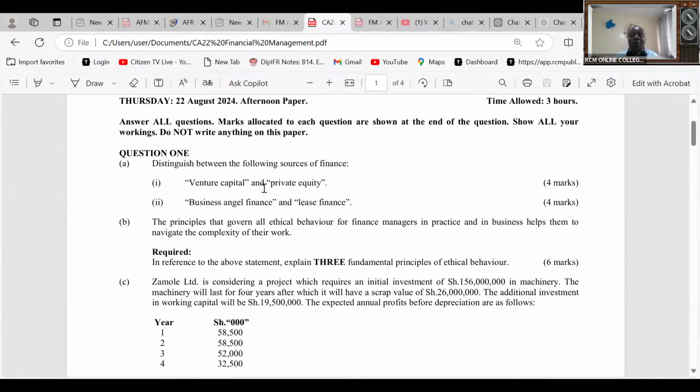Is there somebody who could be knowing the difference between venture capital and private equity? Again, one thing that I've realized is this paper needs you guys to be very well informed. So I'll be sharing articles with you from the Business Daily. Whenever I come across a good article, I'll take a photo, make it a PDF, and share it with you so you can read. Because venture capital is really a big thing in Kenya.